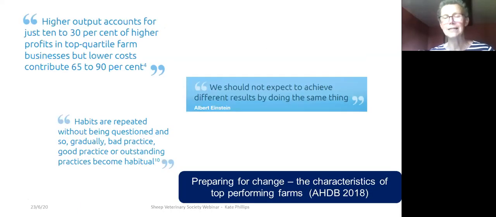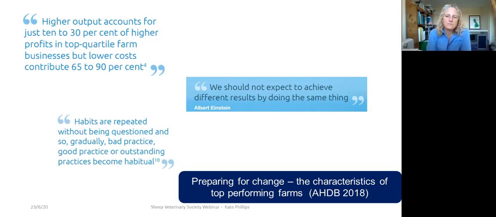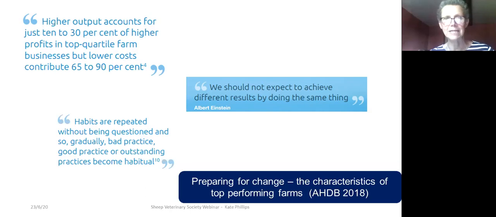And that same report had these great little quotes in it, actually, which I really liked. Higher output accounts for just 10 to 30% of higher profits in top quartile farm businesses, but lower costs contribute 65 to 90%. And that example of the stock take data really sort of relates to that. The second one, which I love, we shouldn't expect to achieve different results by doing the same thing, and that's trying to get farmers out of their habits, really, and moving on to do things better.